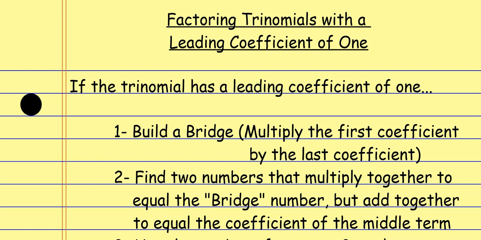Hi there, folks. Today we're looking at factoring trinomials with a leading coefficient of 1. This is just a little shortcut that we can apply when that a value is 1, when the trinomial starts with a 1. It's going to look very similar to what we did with factoring by grouping, where we built a bridge and split up the middle term and then factored by grouping. It's basically the same thing, except we're not actually going to factor by grouping.